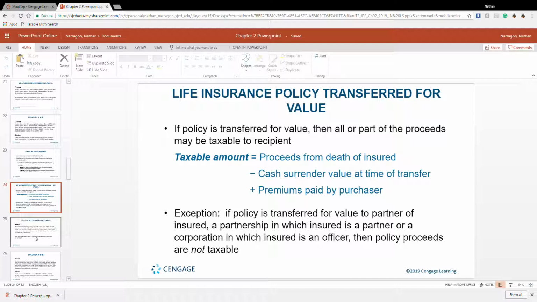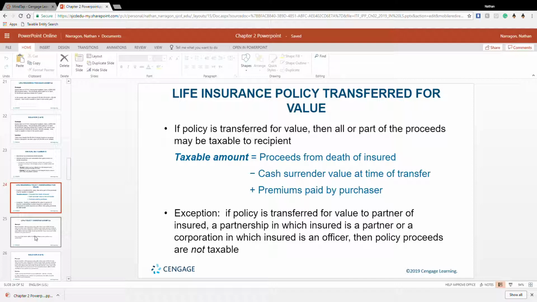So, an exception to this rule: if the policy is transferred for value to a partner of the insured, a partnership in which the insured is a partner, or a corporation in which the insured is an officer, then policy proceeds are non-taxable. So basically, if you sell this to your spouse, wife or husband, it becomes non-taxable. If it's in a partnership, again, a partner, or a corporation in which the insured is an officer. So if the CEO sells it and you're still a partner of that company, again, policy proceeds are non-taxable.